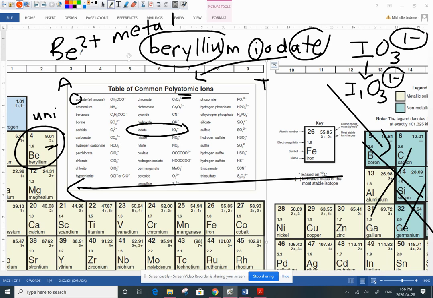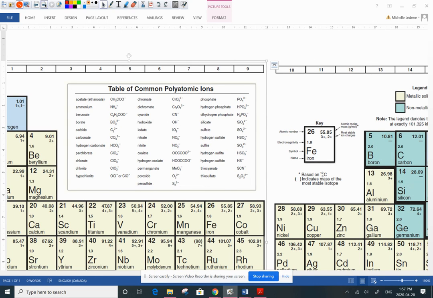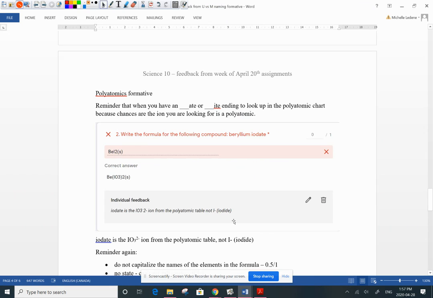So that means we have to make these numbers equal. I've got to times this guy by 2. So to do that, when I'm writing the formula, I put him in brackets. IO3 bracket 2. Beryllium stays Be. And then don't forget your state. You write S at the end. There's your state. Okay, so remember that these polyatomics are found in this chart here. So those ATE and ITE ending guys, make sure that you are looking them up on the chart.